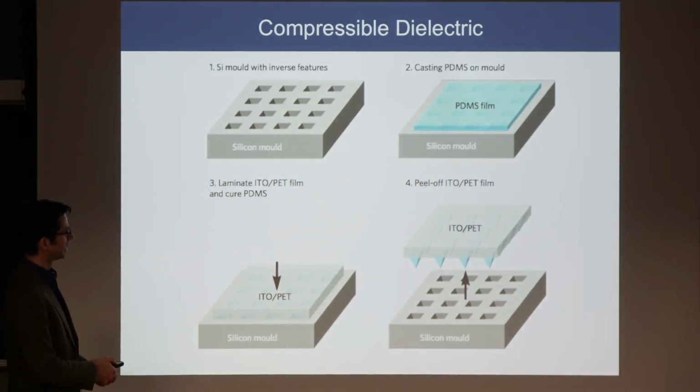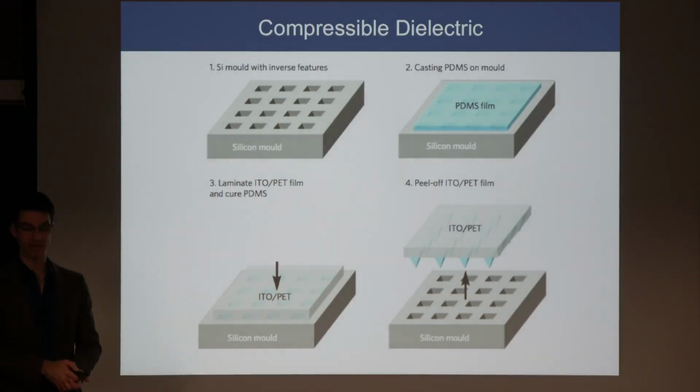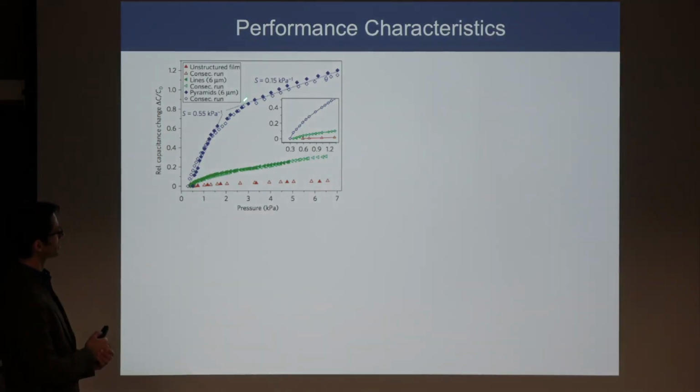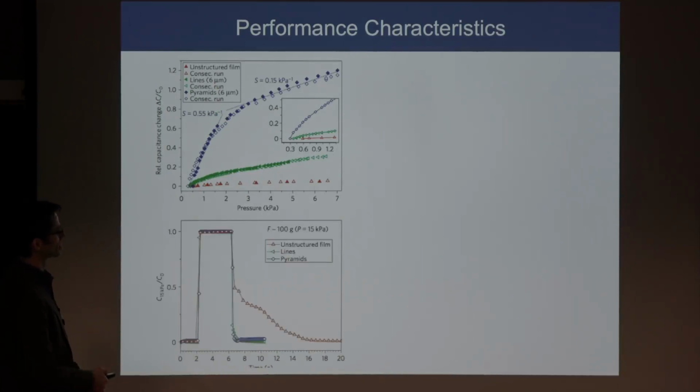Okay, then you bond an ITO slide, or an ITO on polyethylene terephthalate backing, to it. ITO is indium tin oxide, which we met when we were talking about solar cells. It's a transparent conductive film. And what happens is that if you have the structured dielectric, you get much higher sensitivity, so the capacitance changes as a function of pressure, and it's very sensitive for the case where you have these pyramidal structures.